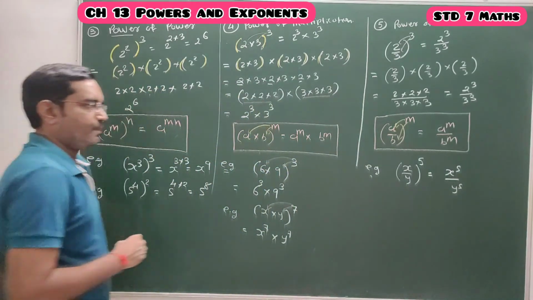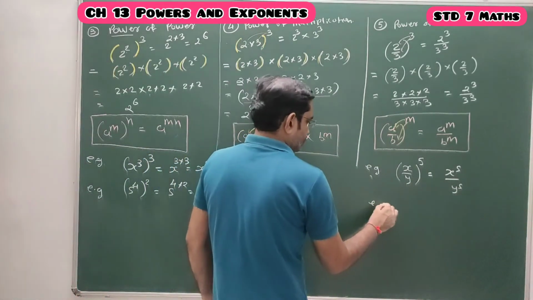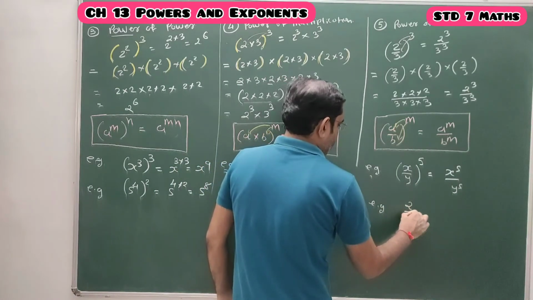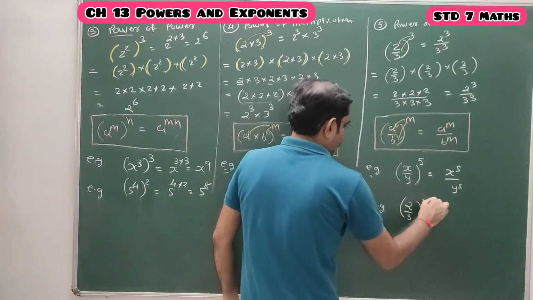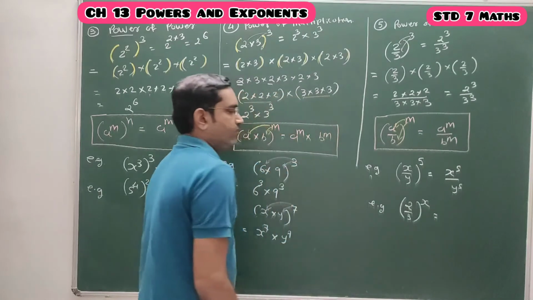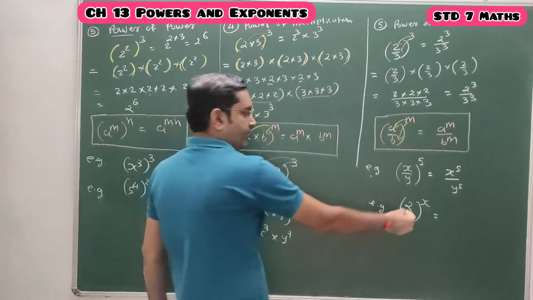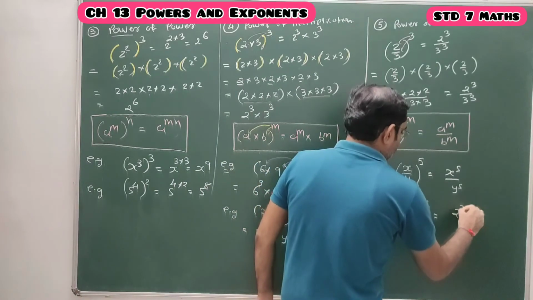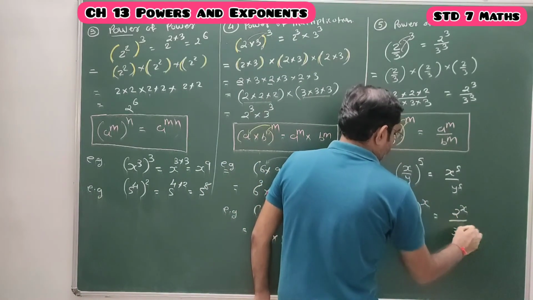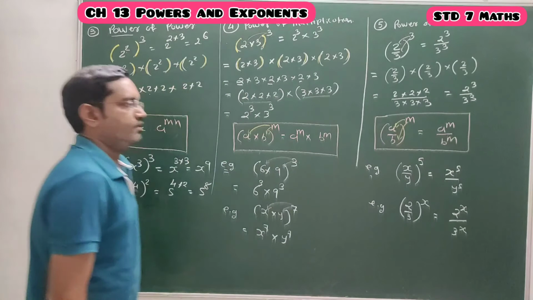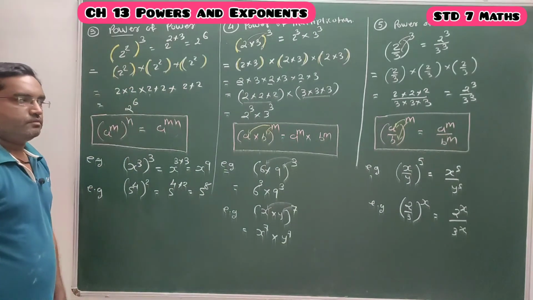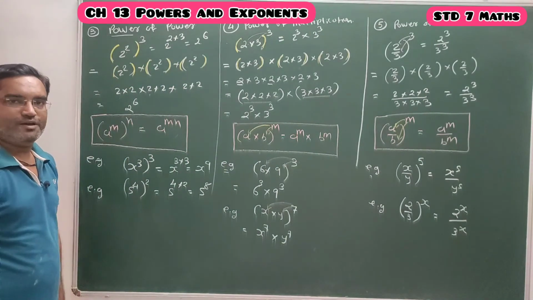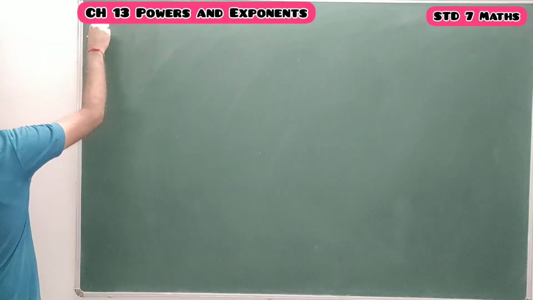Clear, students? For example, if you are having 2/3 raised to x, power is x, so we can apply that power to this numerator as well as denominator. So that will be equal to 2 raised to x divided by 3 raised to x. Clear? Pause the video and note it down.